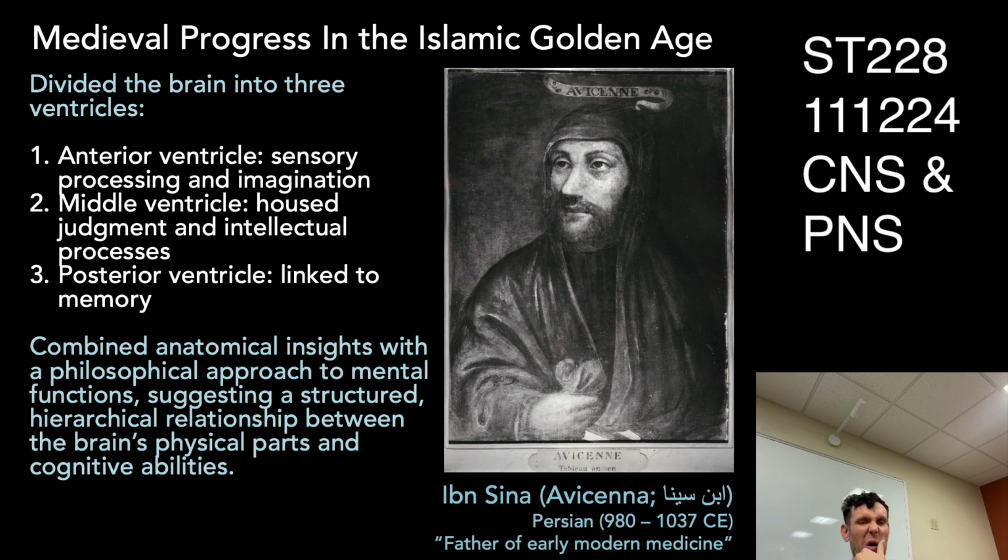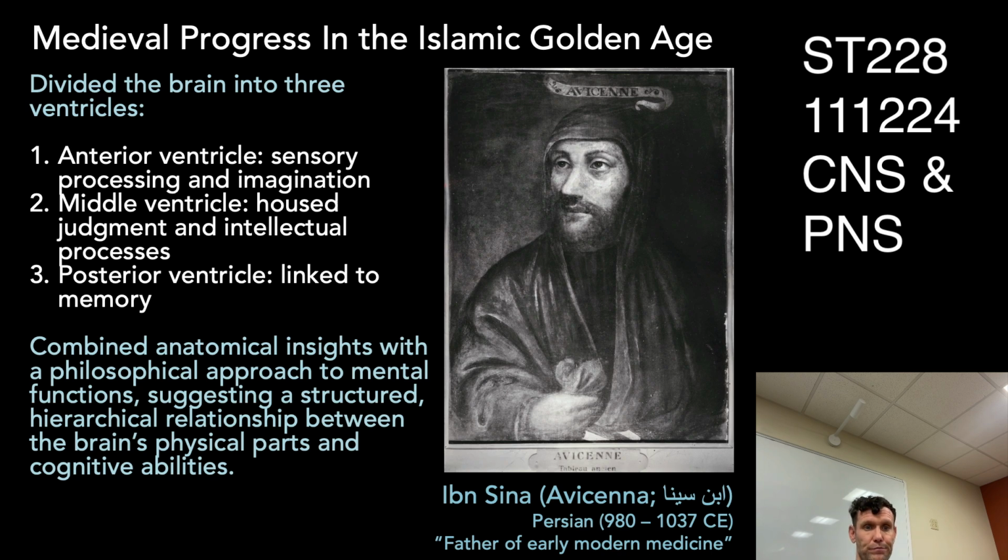The middle ventricle is where your judgment and intellectual processes happen, and then the posterior ventricle is where memory happens. And I don't actually know why he cooked this up. I'm not exactly sure if there was any empirical correlate for these, or whether he just threw a dartboard at a list of cognitive functions and then scribbled them on his map of the ventricles.